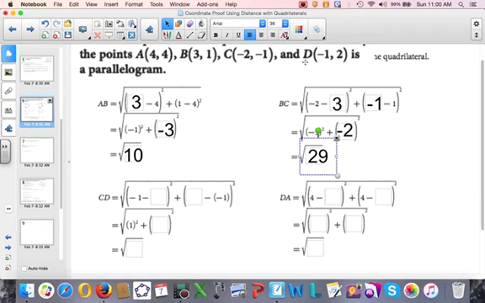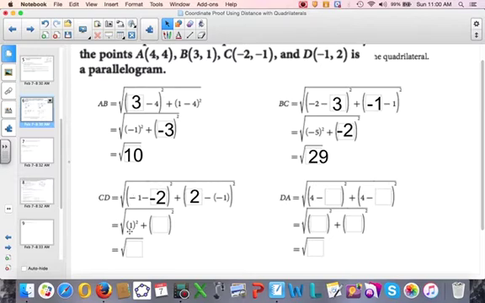Continuing. CD now I'm finding, so that's these 2 points. That's negative 1, this negative 1, minus negative 2, and then 2 minus negative 1. Simplifying, negative 1 minus negative 2 becomes negative 1 plus 2, so that's where this 1 is coming from. 2 minus negative 1 becomes 2 plus 1, so that's 3. 1 squared is 1, 3 squared is 9, and there's my square root of 10. Just like up here I had square root of 10.